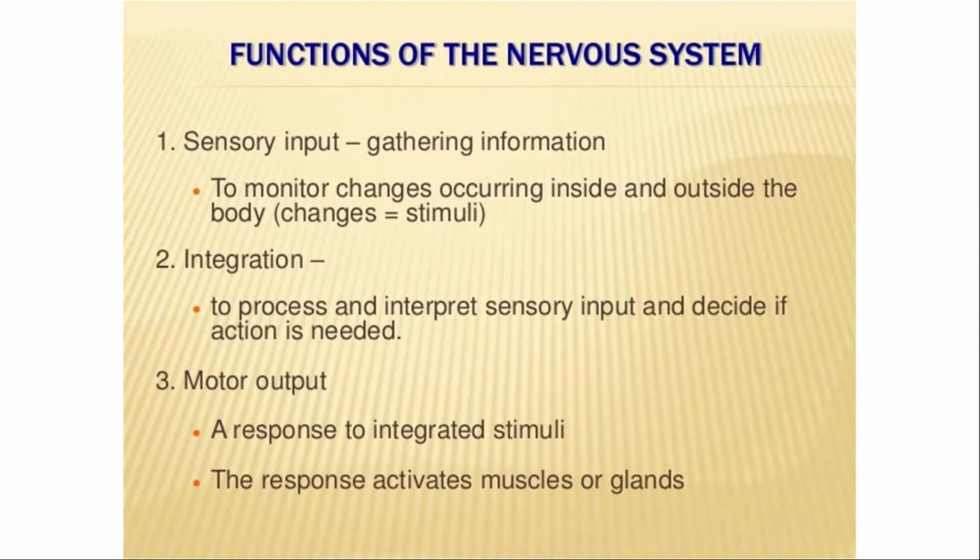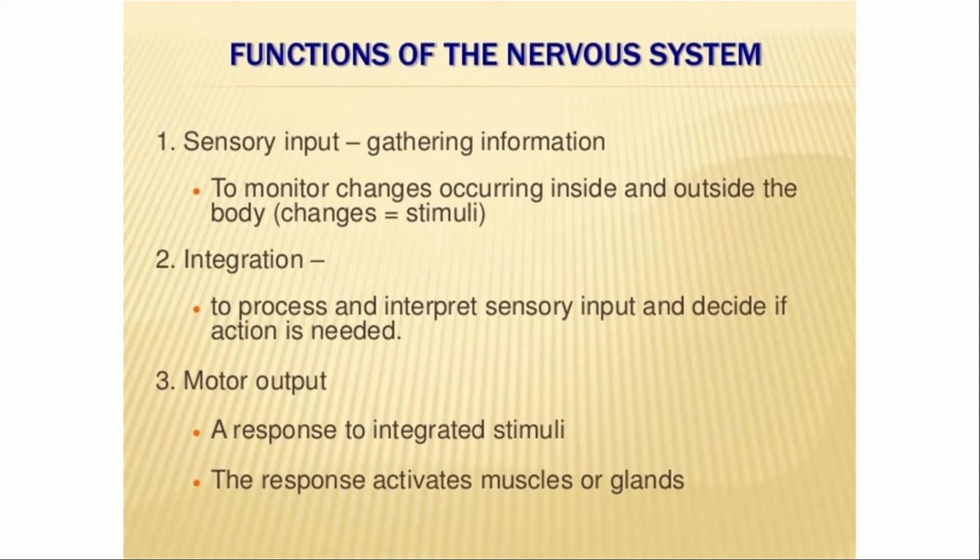Functions of the nervous system. First, sensory input. Sensory input is gathering information. As we said, as soon as someone taps you, the sense organs will gather the information to monitor the changes occurring inside and outside the body. These changes are also called stimuli. Next is integration, to process and interpret sensory input and decide if action is needed.